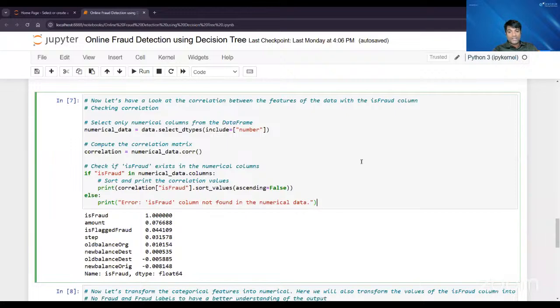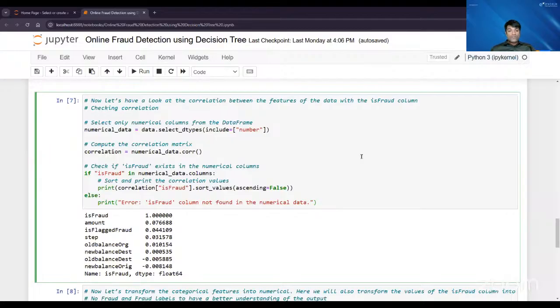Now, what I'm trying to identify is whether there is any correlation between the parameters and a transaction being fraud. Is any particular column contributing so much that, because of a particular reason, the transaction is basically a fraud? That is what we are trying to identify here.